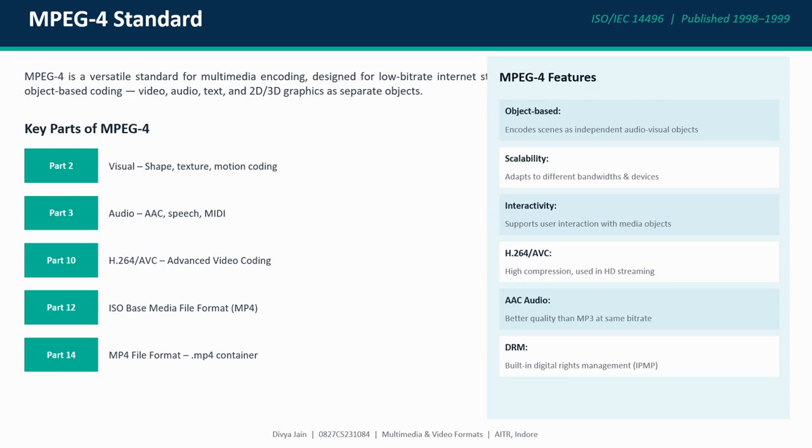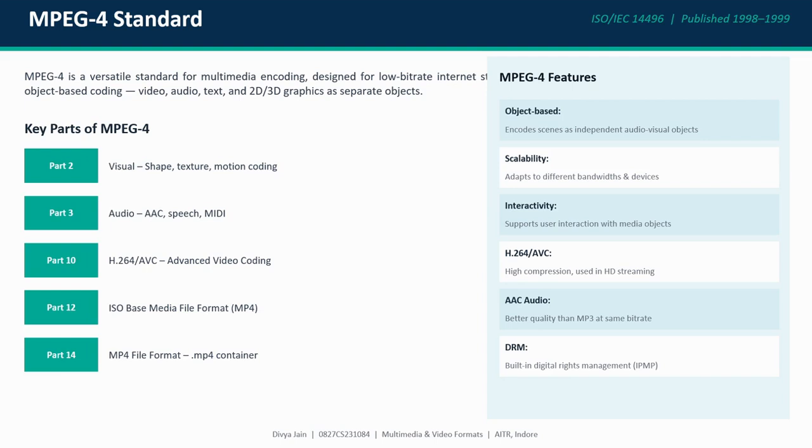Its most groundbreaking idea was object-based coding. Instead of encoding a scene as a whole picture, MPEG-4 encodes individual objects, video, audio, text, and 2D, 3D graphics as separate, independent objects. This allows selective manipulation of content.